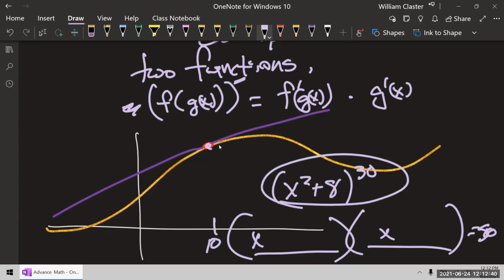We're finding the slope of a curve. And then all this other crazy stuff was just how to find the answer for some crazy function. Okay, so that's what the chain rule is doing for us.